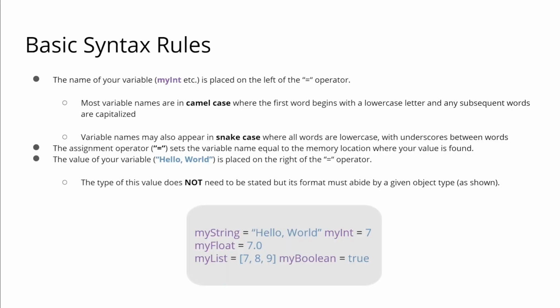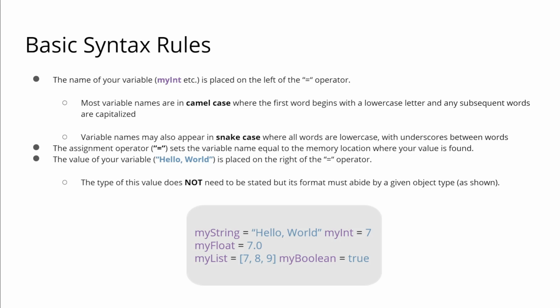Now we are going to understand basic syntax rules in Python. The name of your variable is placed on the left of the equals operator. What we understand by this is that the variable you are trying to declare in Python will have its name on the left side and the value being assigned to it on the right side.